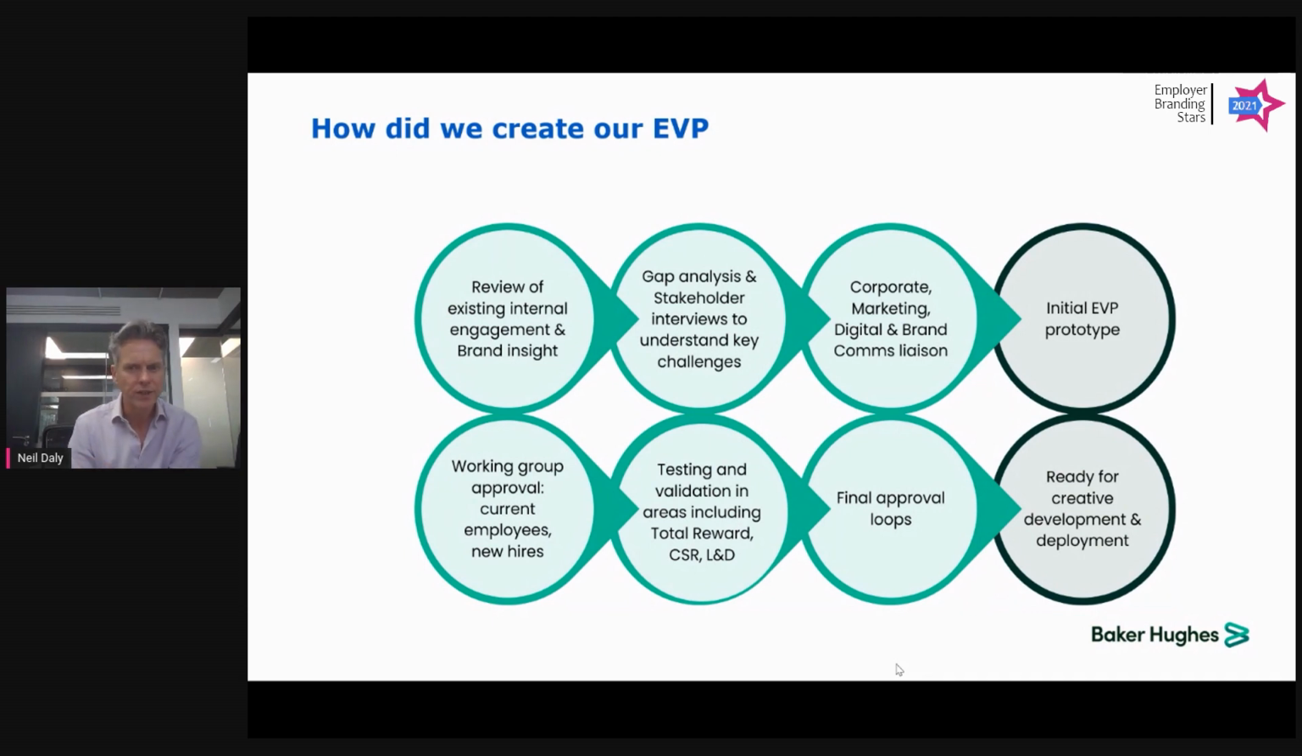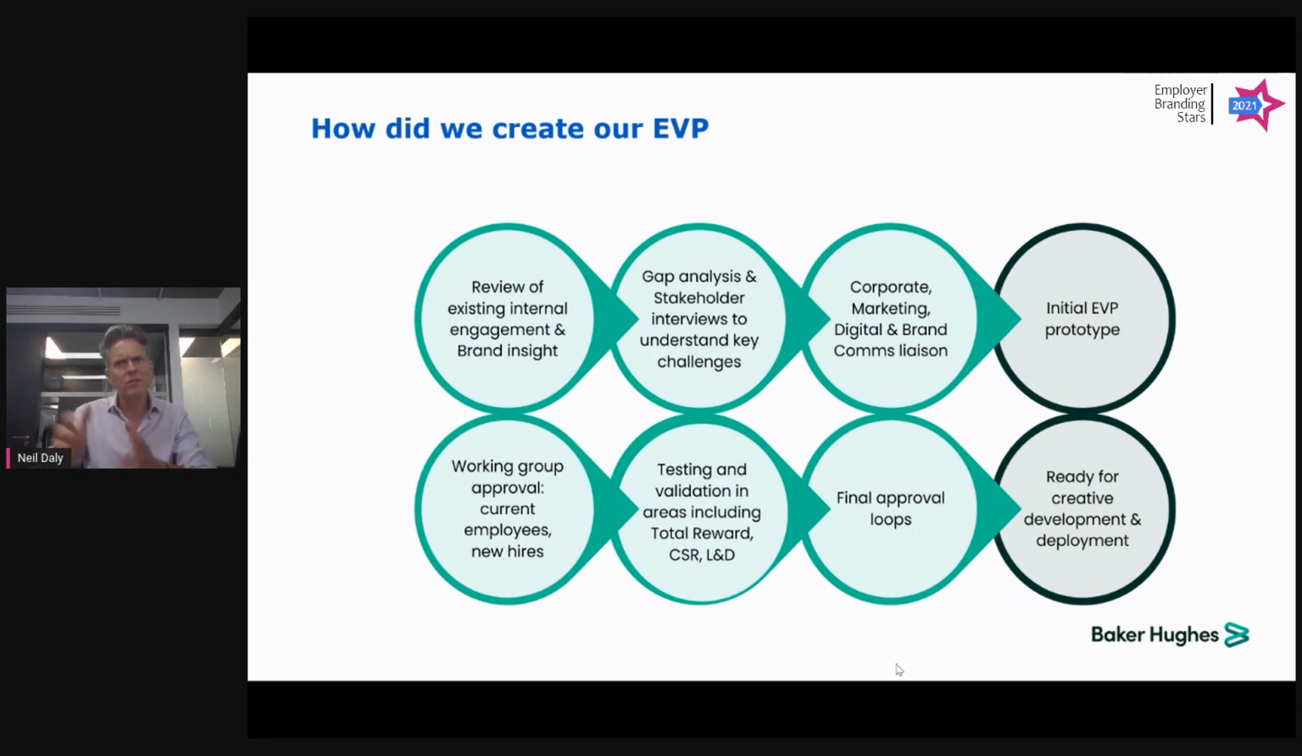One of the big ones was around the corporate brand and marketing team, and I'll come to that. But really doing that stakeholder analysis and understanding who needs to be involved, who should be involved, and what role they're going to play in this was key. And then also doing a feedback loop.